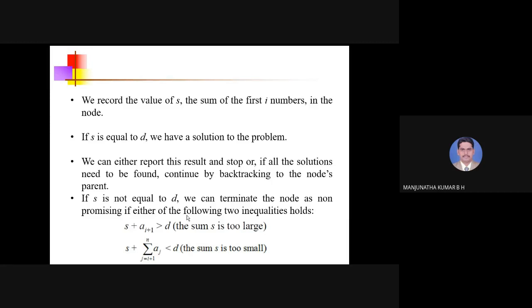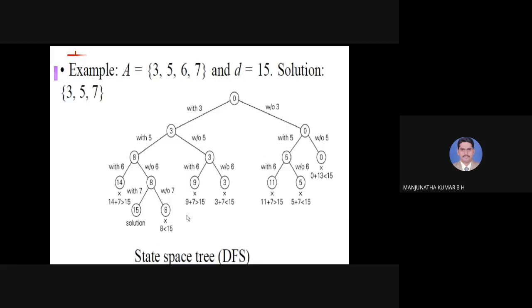Okay, so now let me give the solution to the problem. Here a set is given and d is also given. In the exam also you will get a question like this: set and d are given. You have to consider a state space tree like this using the backtracking technique. Now let me explain how this tree is constructed. It's not an animation. I just captured the image from the textbook and placed it here.